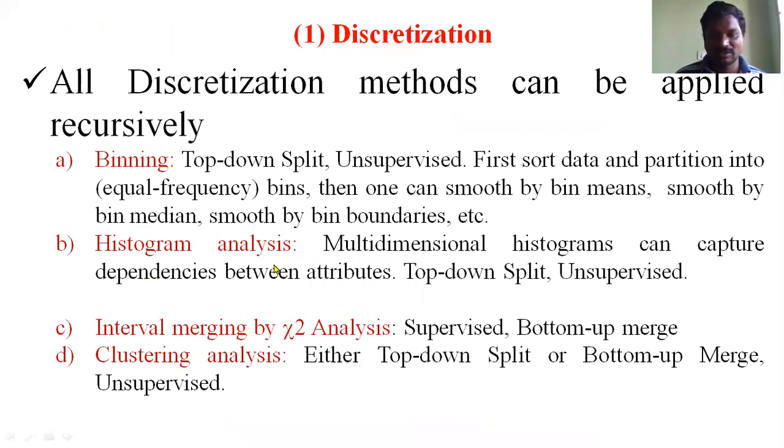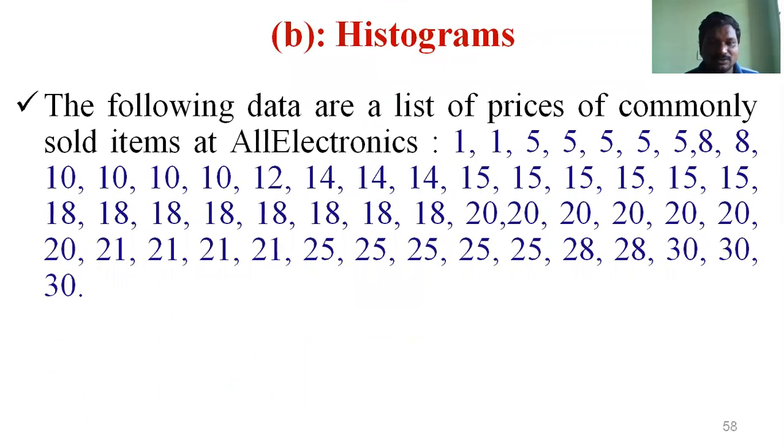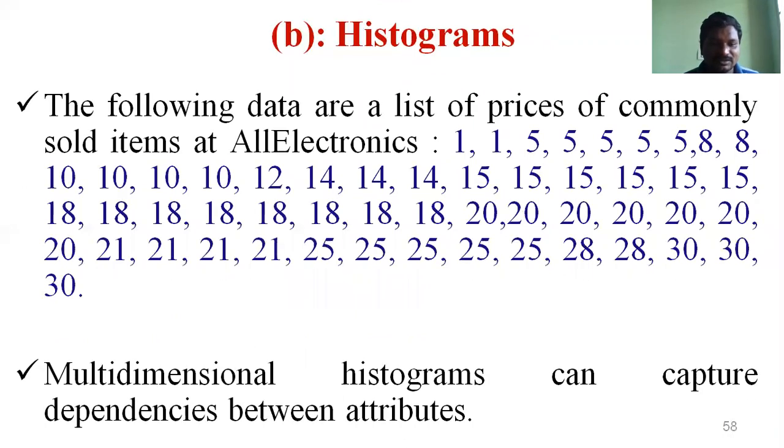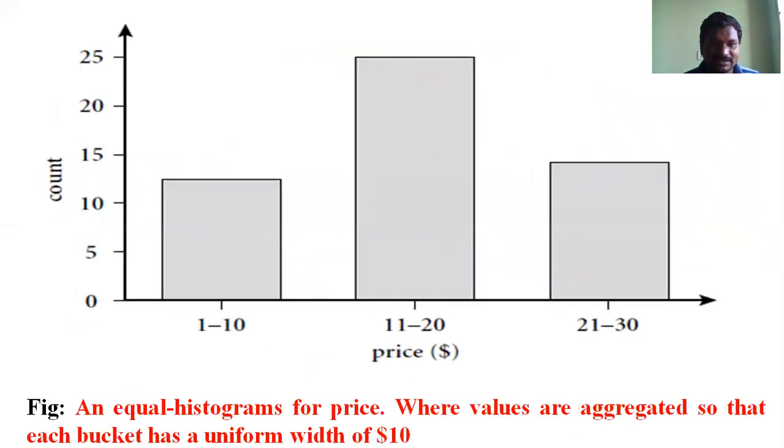The histogram. At first I told you about histogram analysis. That means cricket data or price data represented in some format. The multi-dimensional histogram can capture the dependencies between attributes. Here it is a top-down split, unsupervised. That is the histogram approach. Coming to the histogram approach, for example, the following data items. This is one of the approaches. In this case, this is histogram data.